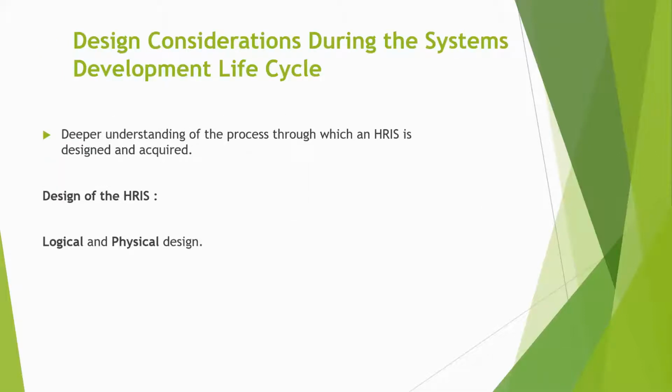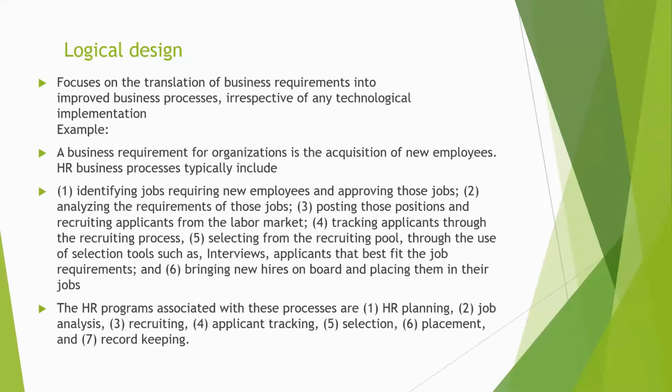Now, as we know, system design is an important stage in the system development life cycle. In system design, two designs are very important: the logical and the physical design. First is the logical design. In logical design, the organization would come to improve the business process.